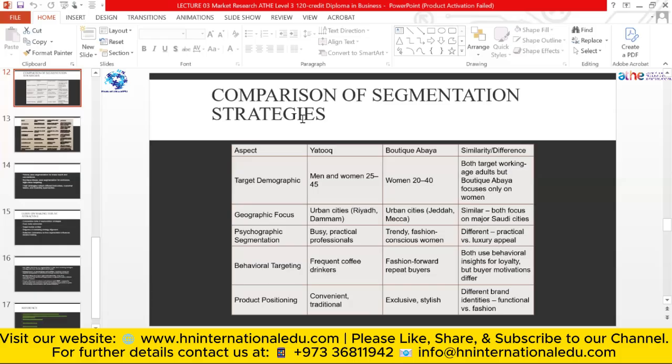Different practical versus luxury appeal. This is the main difference between the psychographic segmentation of the two brands. Then behavioral targeting. Yatuk is working on frequent coffee drinkers, obviously, the ones who have no choice; they have to go for coffee daily. Whereas the other brand targets fashion-forward repeat buyers, because they're targeting only women, and the age range is precisely 20 to 42. Both use behavioral insights for loyalty, but the buyer motivation differs.